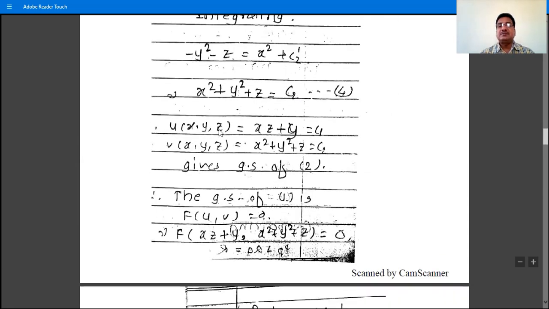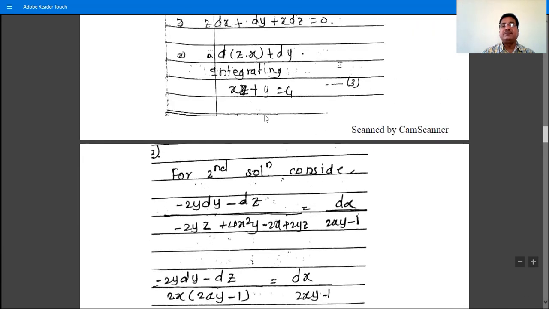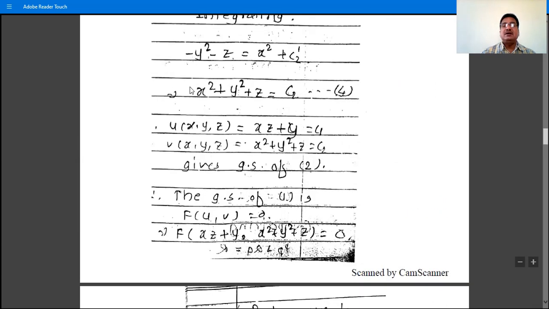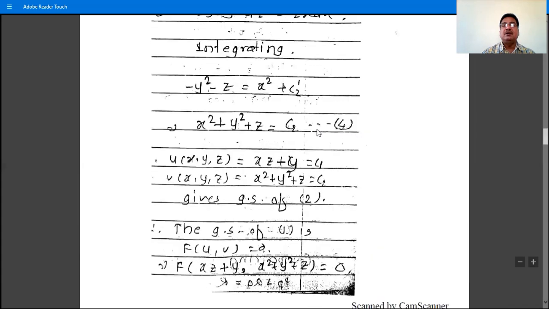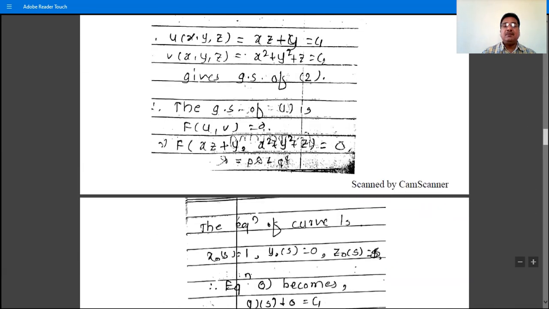So equations 3 and 4 give the general solution of 2. Suppose the first solution is denoted by u = xz + y = c1, that is equation number 3, and equation number 4 as v = x² + y² + z = c2. These two form the general solution of equation number 2, that is, dx/P = dy/Q = dz/R. Then f(u, v) = 0 is the general solution of 1.